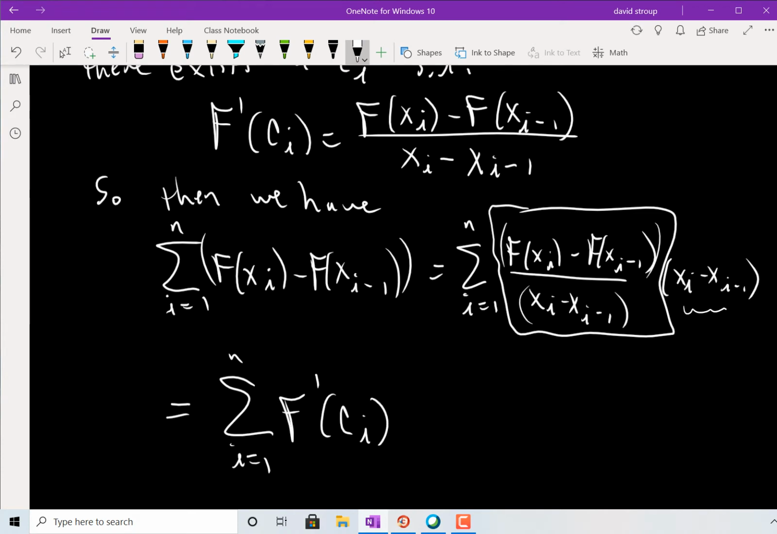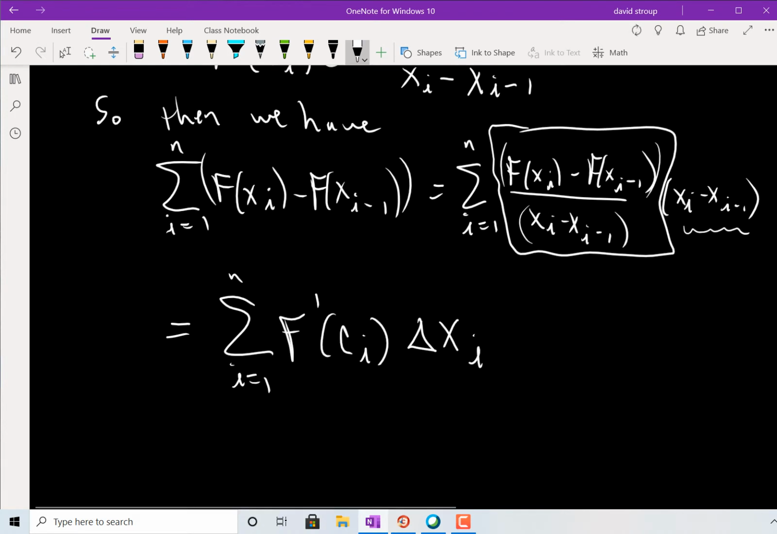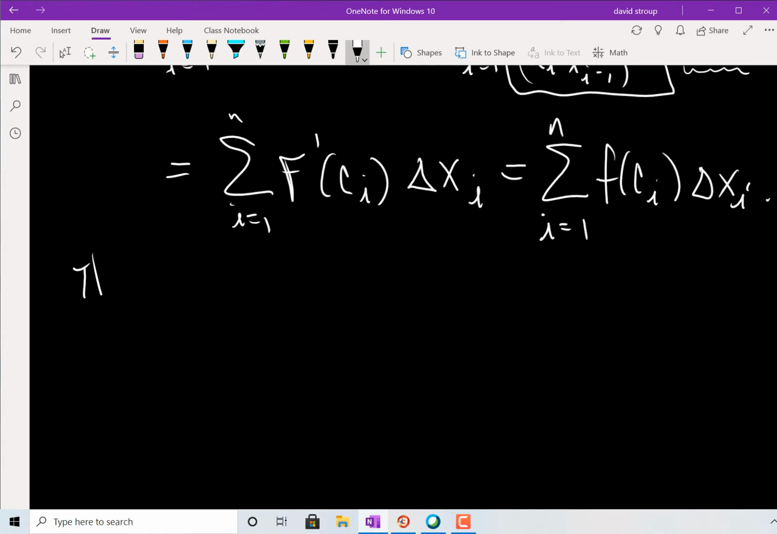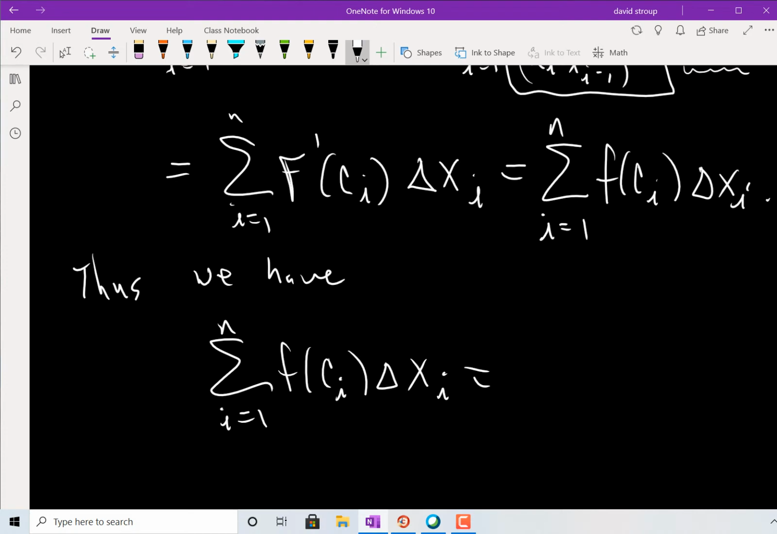And this other thing is just some change in x, our change in x sub i, right? That's by definition, that's just change in x sub i. And then the derivative of big F is just little f. So what we end up with is, lo and behold, the Riemann sum. So thus, through this kind of clever expansion of f of b minus f of a, we have that the sum from i equals 1 to n of f of c sub i times change in x sub i equals what we started with, which was f of b minus f of a.